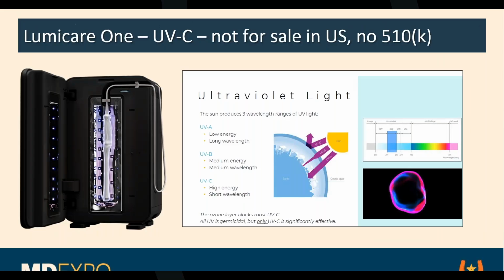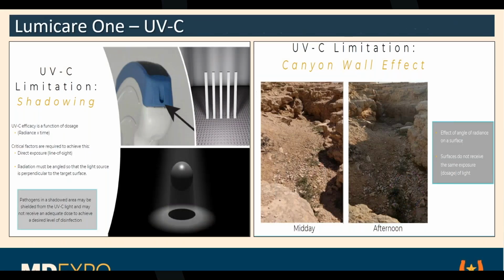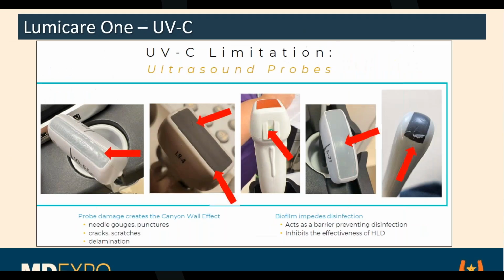Okay, and then lastly, we're running out of time, the LumiCare 1, that's UV. It's not for sale in the US. There are a lot of reasons for that. The sun produces 3 wavelength ranges of UV light, and the problem is that probes produce shadowing because of the indentations in the probe. So you can't get a homogeneous exposure to the ultraviolet light when you use a probe, or really any device that has little nooks and crannies in it like that. It'll produce shadowing like shown on the right hand side.